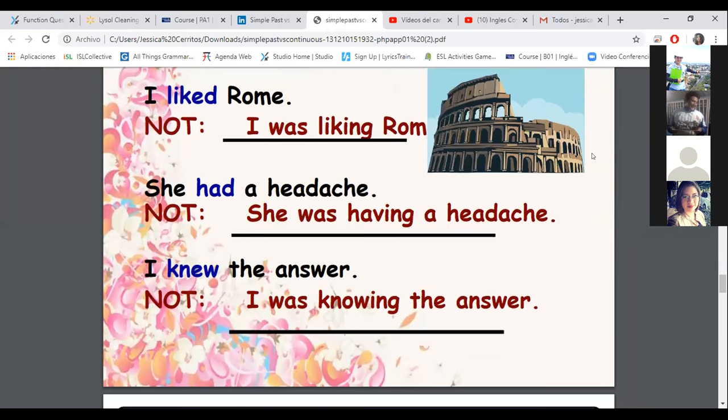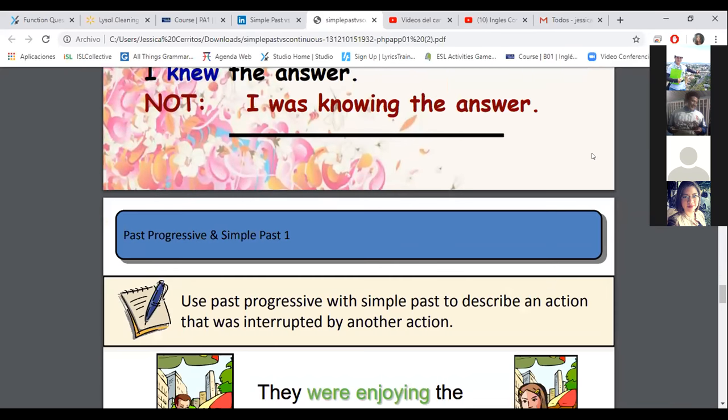Okay? These are called stative verbs. Next example, she had a headache. Ana, please continue. She had a headache. Not, she was having a headache. No, she had a headache. Okay. Very good. And number three. I know the answer. Not, I was knowing the answer. You say I knew the answer. You cannot say I was knowing the answer. All right.